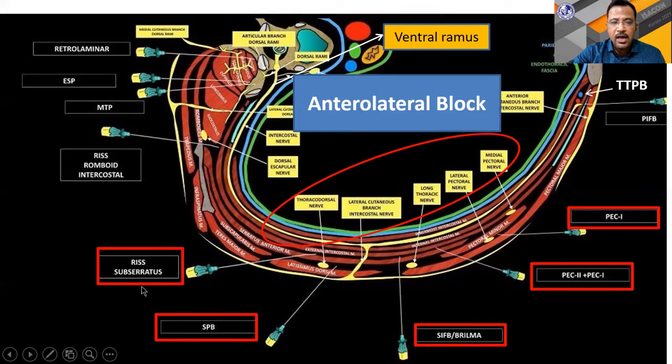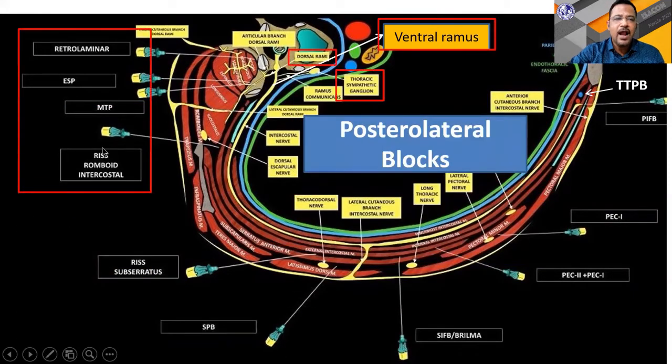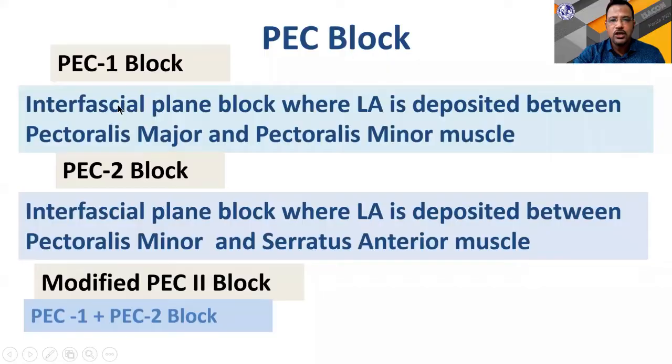and the rib subserratus. And last is the posterolateral block, which blocks at the level where the ventral and dorsal rami come out. That is the retrolaminar block, the erector spinae block, the MTP block, and the rhomboid intercostal blocks. So these are the different interfascial blocks of the chest wall.